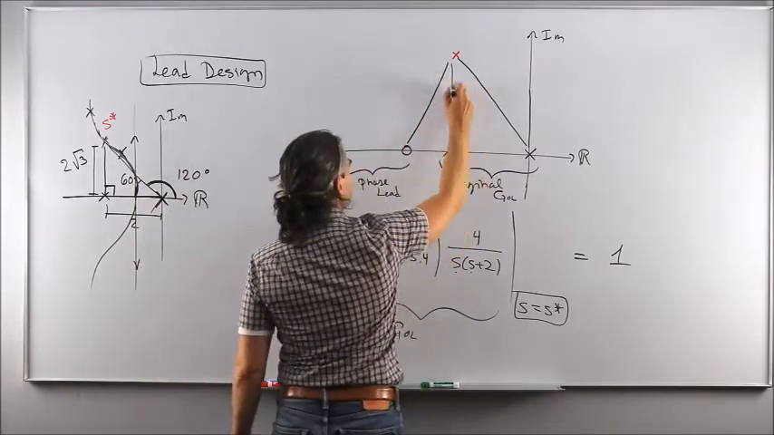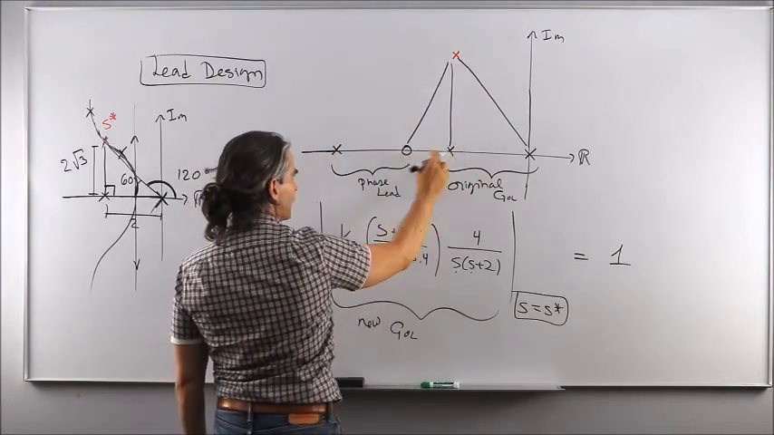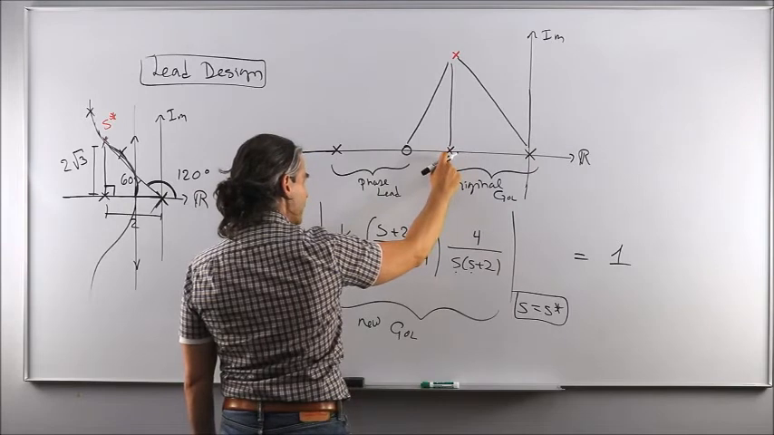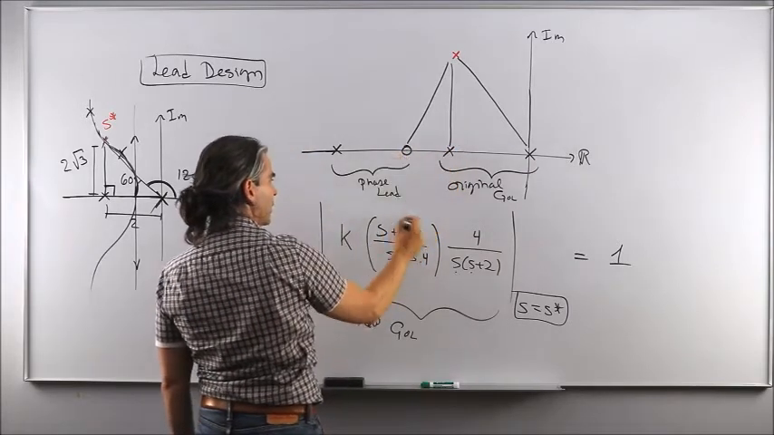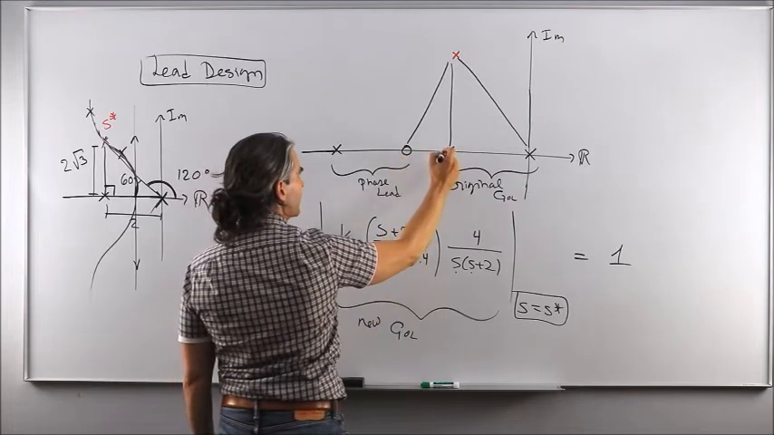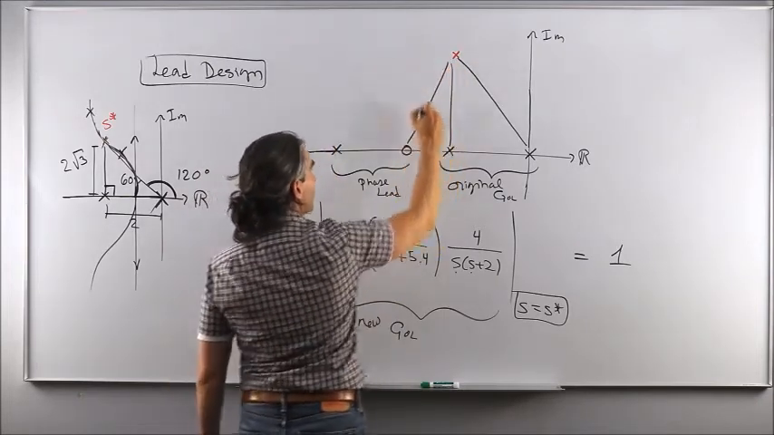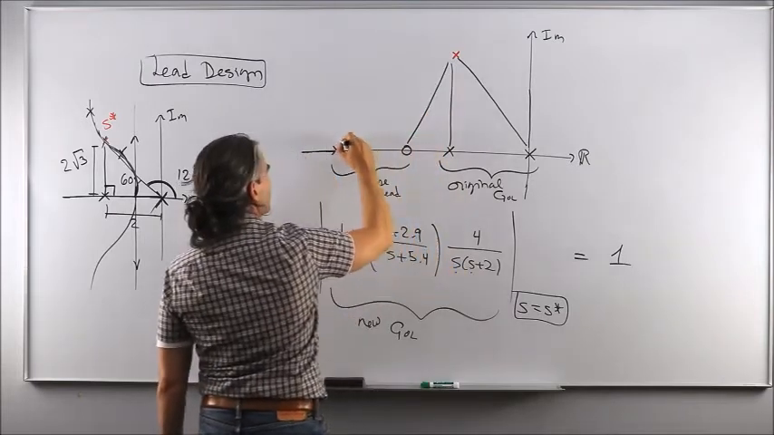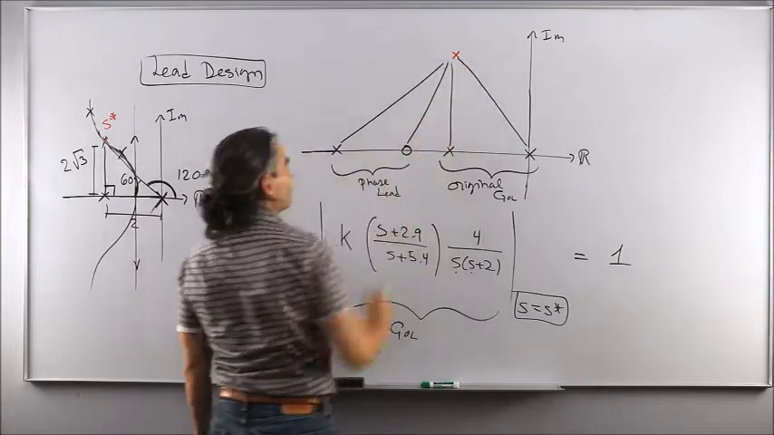You know that this is your 2 times square root of 3. You know that the distance between this 0 and that pole is 0.9, because that one's at minus 2, and this 0 is at minus 2.9, so 0.9. With 2 times square root of 3, you can figure out the distance between this 0 and that pole, and similarly to obtain the distance between this pole and the desired pole location in red.